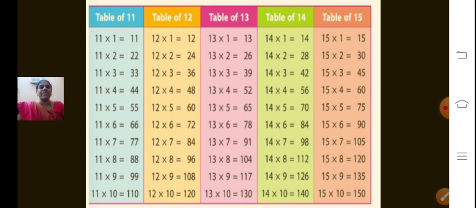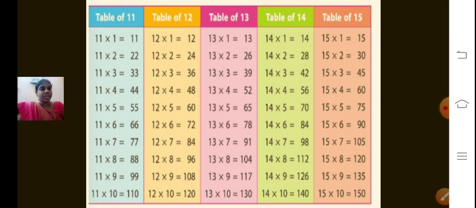One more time. 11 ones are 11. 11 twos are 22. 11 threes are 33. 11 fours are 44. 11 fives are 55. 11 sixes are 66. 11 sevens are 77. 11 eights are 88. 11 nines are 99. 11 tens are 110. Now let's move on to the table of 12.